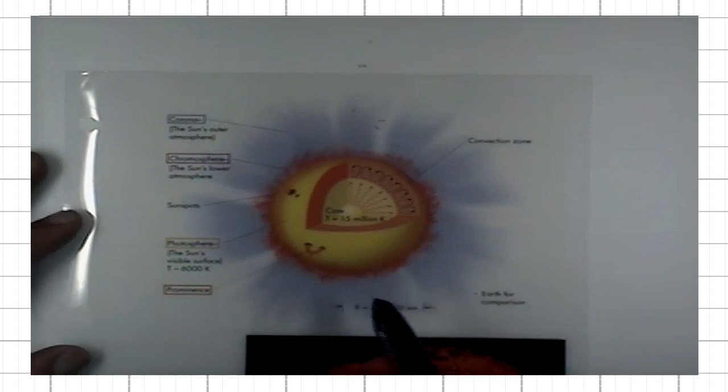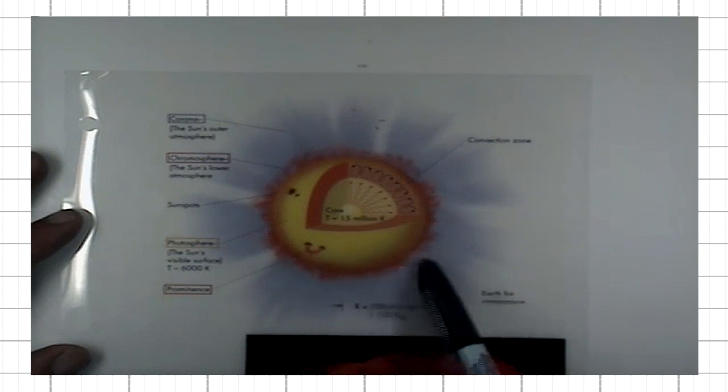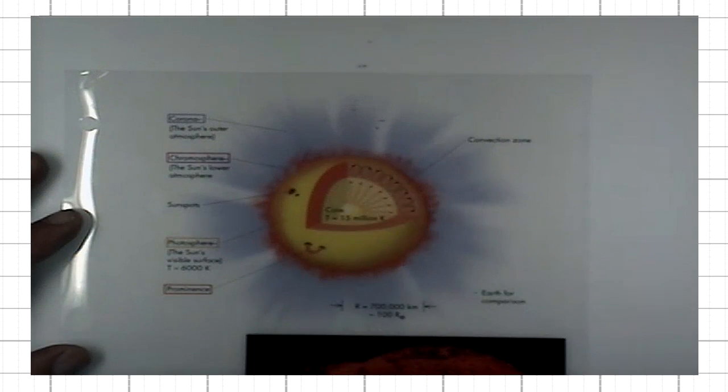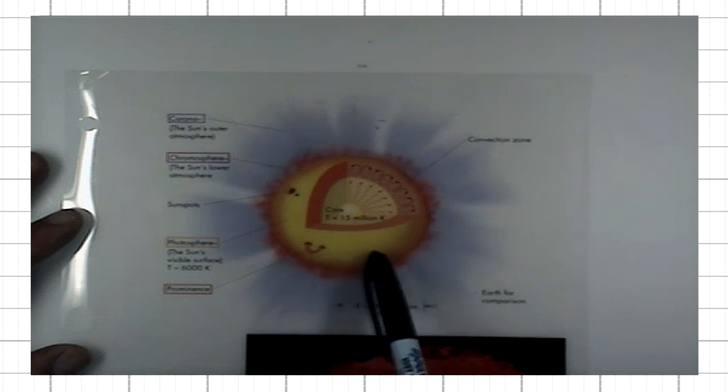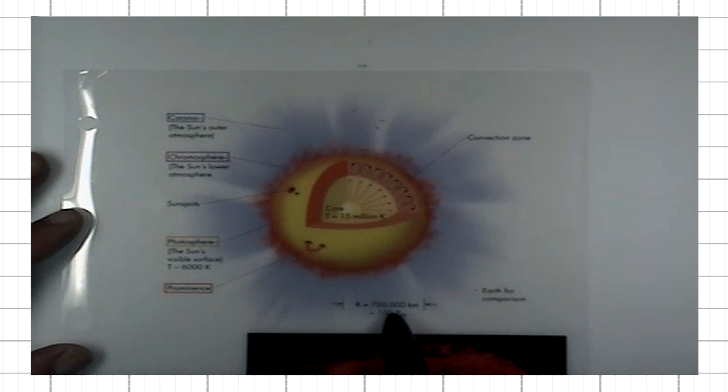So here is a diagram showing main features of our sun. It is much bigger in size compared to the Earth. Its radius is 700,000 kilometers, which is about 109 times the radius of the Earth.